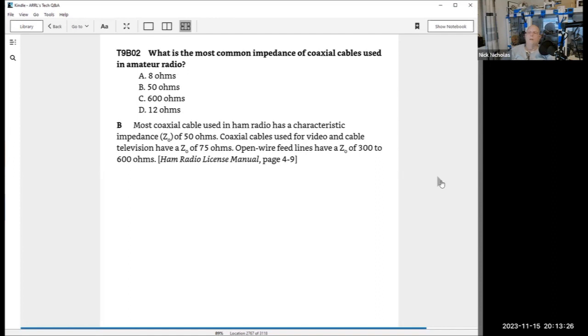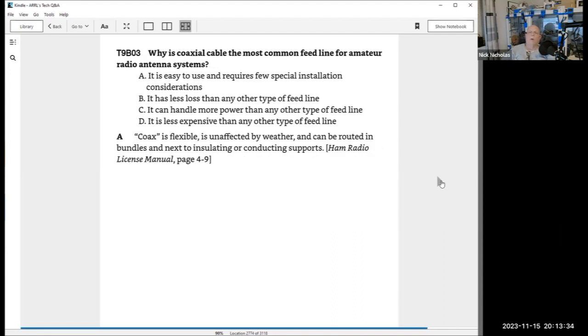What is the most common impedance of coaxial cables used in amateur radio? It's almost always 50 ohms. Why is coaxial cable the most common feed line for amateur radio systems? Because we're stupid, but no, the answer is A. It's easy to use and it doesn't require special installation. It has very few special installation considerations.